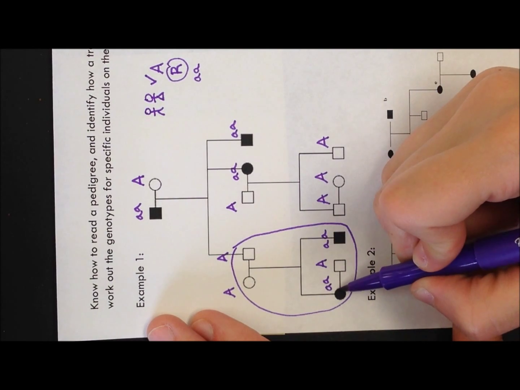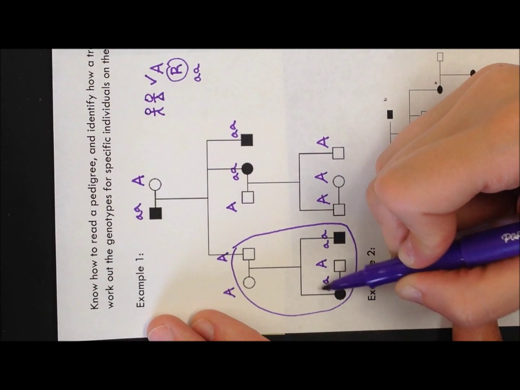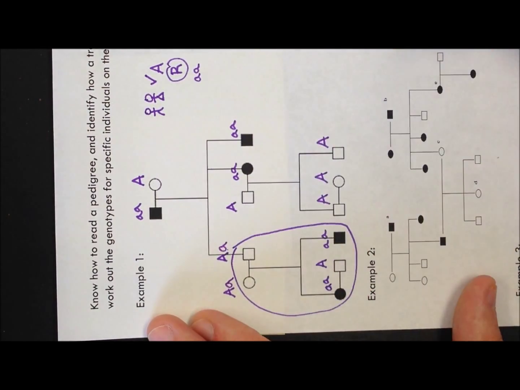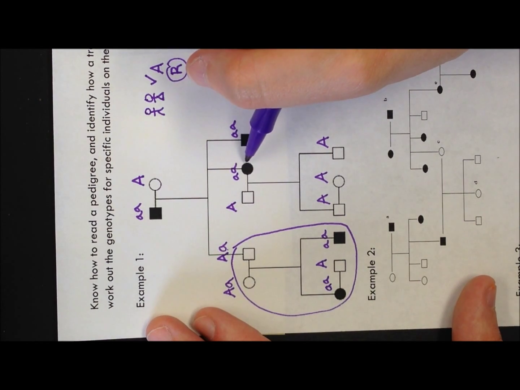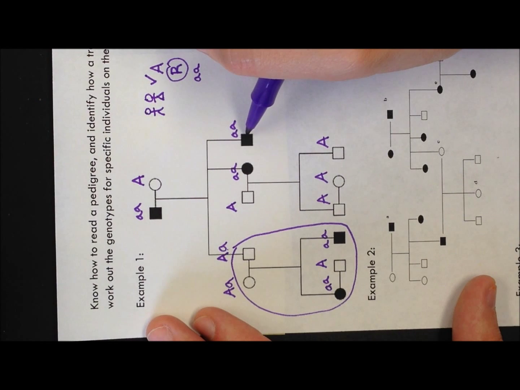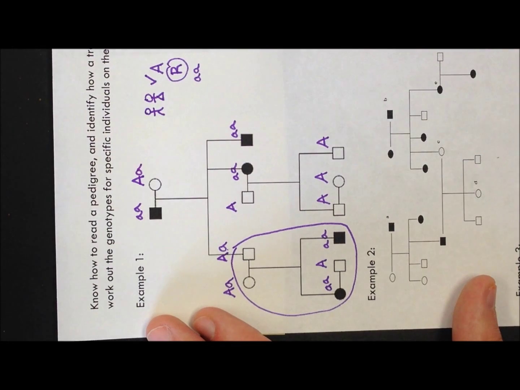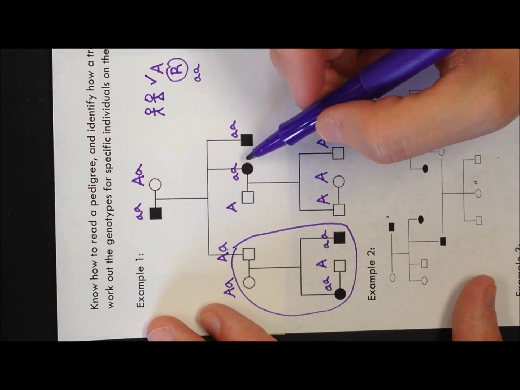So this individual got their little a's from somewhere. One had to come from mom, one had to come from dad. So we know the genotypes of those parents. And then we look here. This individual and this individual had to get their little a's from somewhere, so one from mom and one from dad.